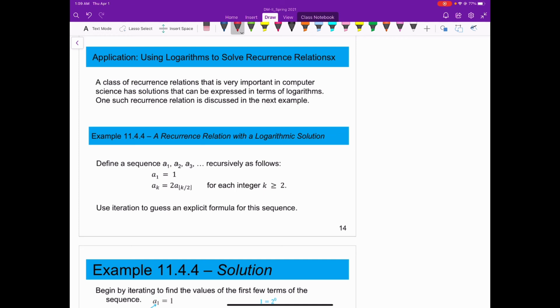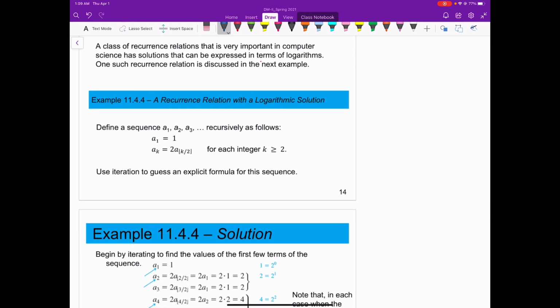This is the second application, using logarithms to solve recurrence relations. A class of recurrence relations that is very important in computer science has solutions that can be expressed in terms of logarithms. One such recurrence relation is discussed in the next example. So this is the example that we're going to discuss. Example 11.4.4, a recurrence relation with a logarithmic solution. This is the given recurrence relation: a1 equals 1 and ak equals 2 times a of floor of k divided by 2. Use iteration to guess an explicit formula for this sequence.